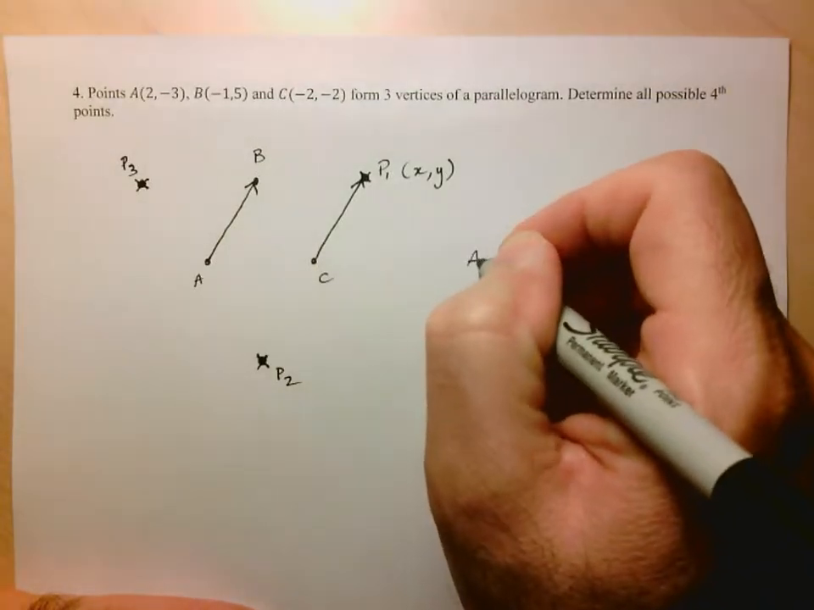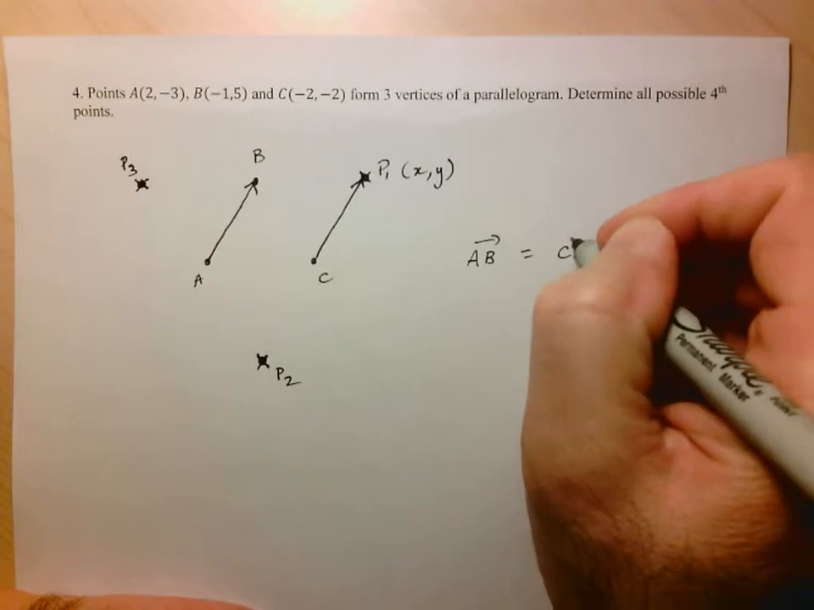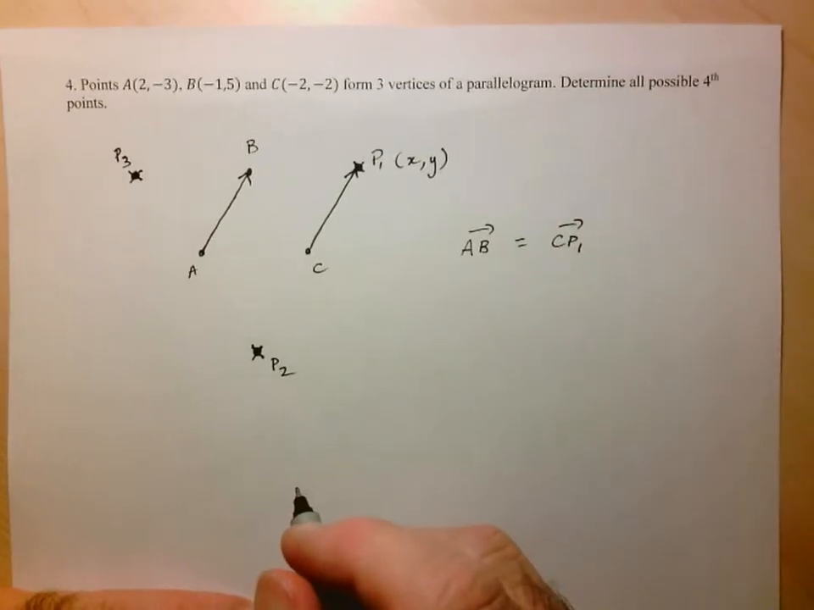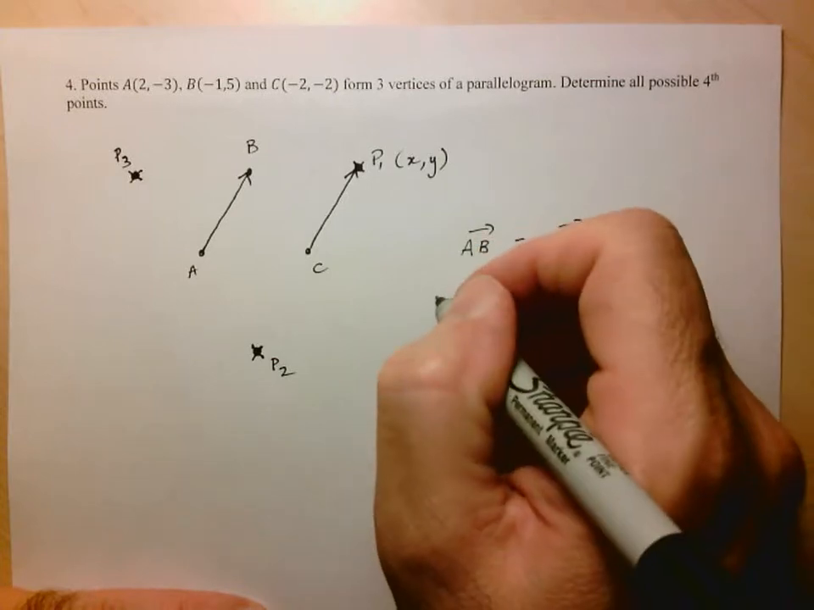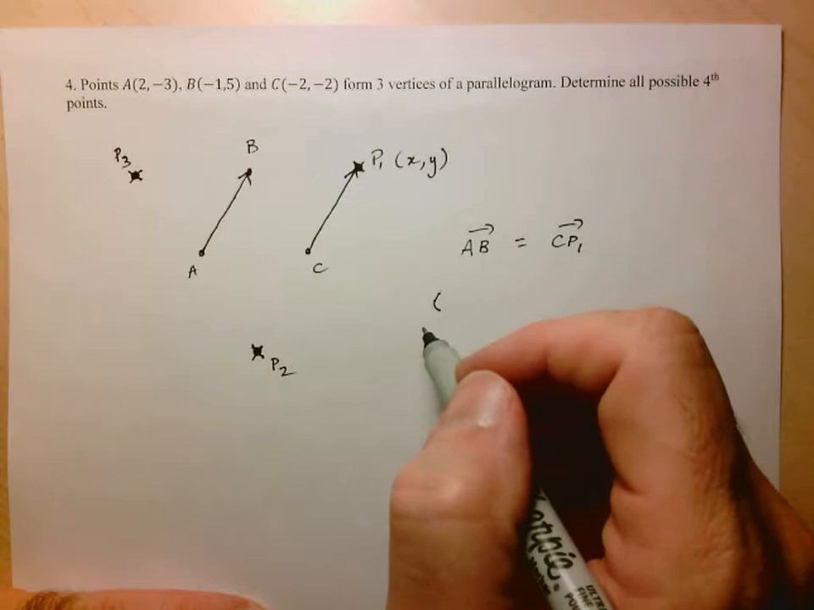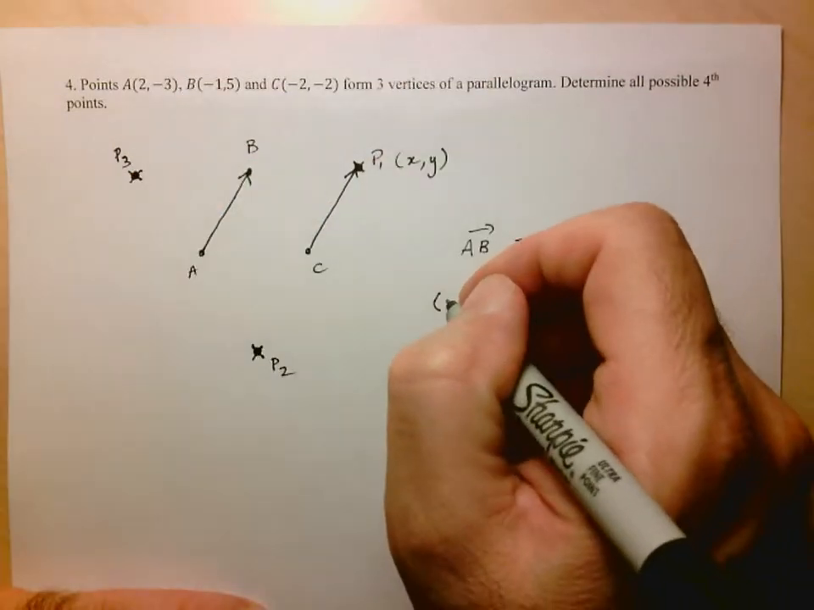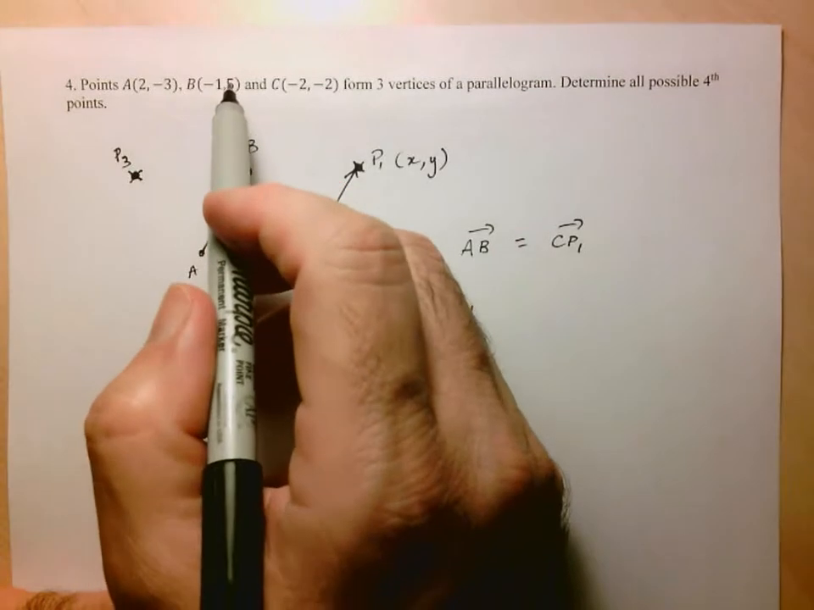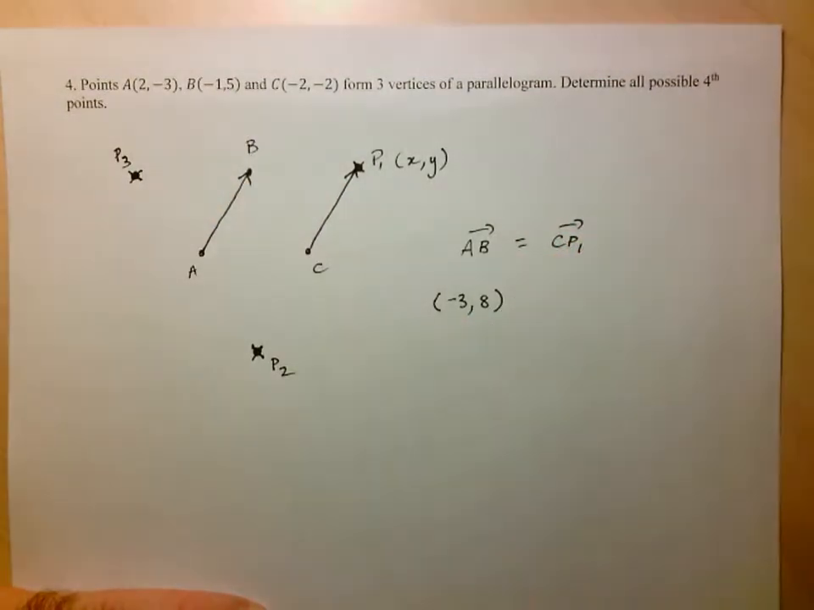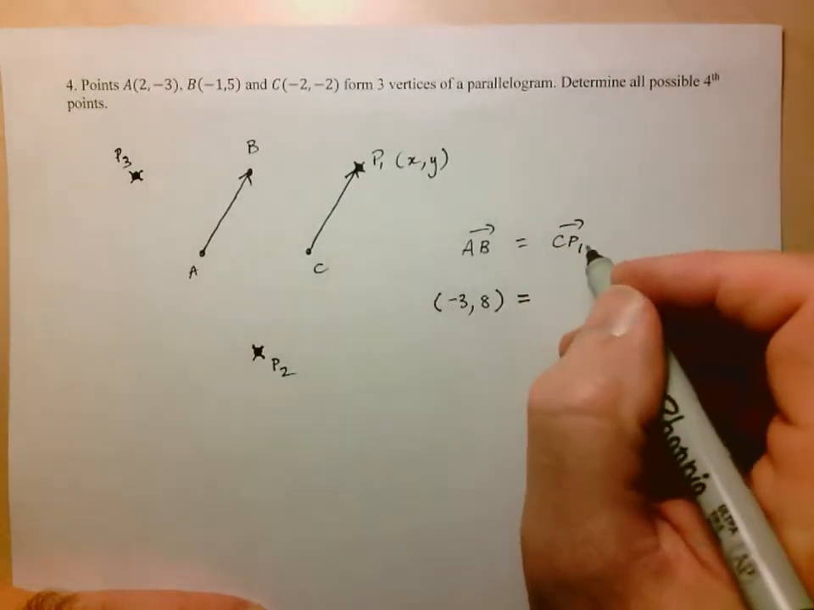So I have the vector AB is equal to the vector CP1. Now we'll see that we can create a very easy equation to solve. Let's figure out what the vector AB is. Remember, for the vector joining two points, we subtract the first from the second. So we do -1 minus 2, so -3, and then here we have 5 minus -3, so 5 plus 3 is 8. And that's going to be equal to CP1.